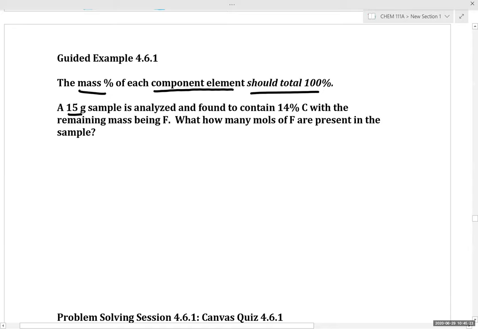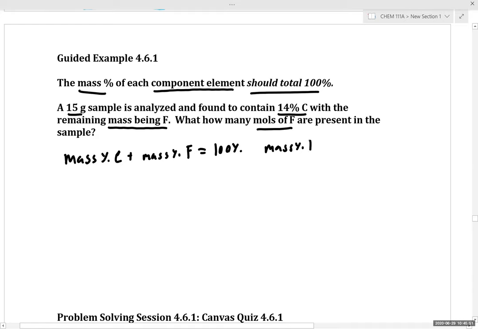So a 15 gram sample is analyzed and found to contain 14% carbon, with the remaining mass being fluorine, okay? And we're asked how many moles of fluorine are present in the sample. Well, we know that the mass percentage of carbon plus the mass percentage of fluorine must equal 100%. Ergo, the mass percentage of fluorine is equal to 100% minus the mass percentage of carbon, which is 14%. That in turn gives us a mass percentage of fluorine of 86%.